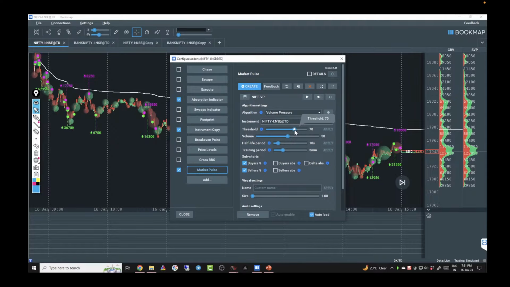Lesser the threshold, more the signals. So by default I am not changing anything, so 70 is the default setting. And there is one more setting that you have to change, which is the half life period.